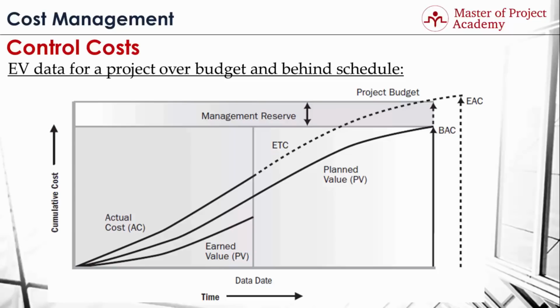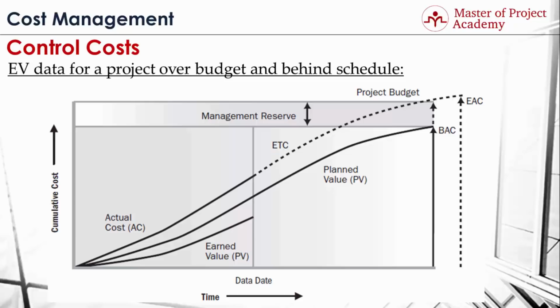Now, let's see the earned value data for a project over budget and behind schedule on this graph. As you see on the graph, the planned value line shows the planned project expenditures over time. The vertical line shows the current time. The earned value line is below the planned value line, so this project is spending more than what it brings as earned value. And respectively, the actual cost line is above the planned value. In summary, for the moment, the project is over budget and spending more than what is planned.